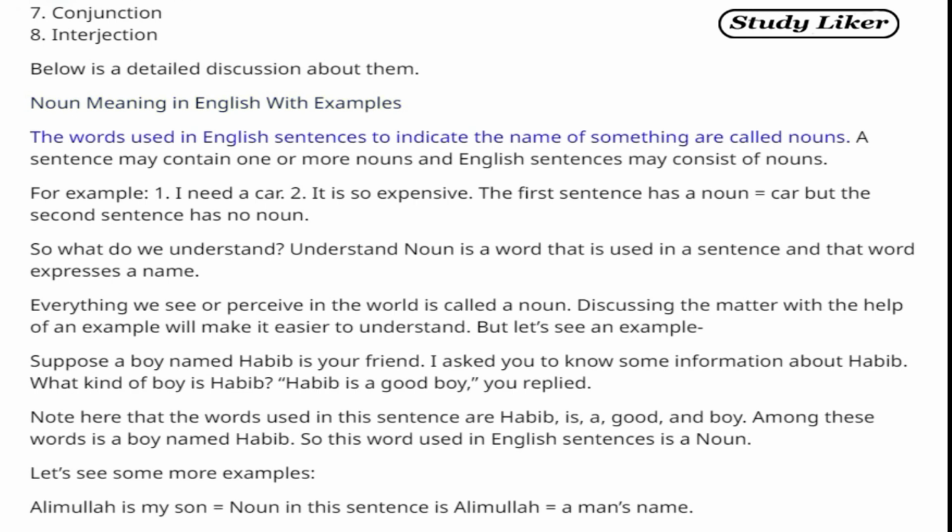The words used in English sentences to indicate the name of something are called nouns. A sentence may contain one or more nouns, and English sentences may consist of nouns. For example: 1. I need a car. 2. It is so expensive. The first sentence has a noun, car, but the second sentence has no noun.